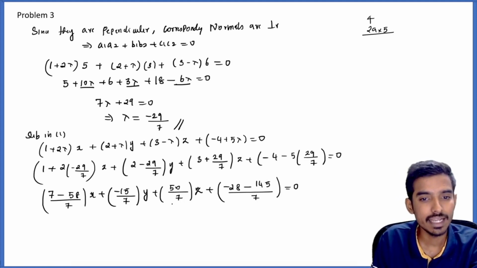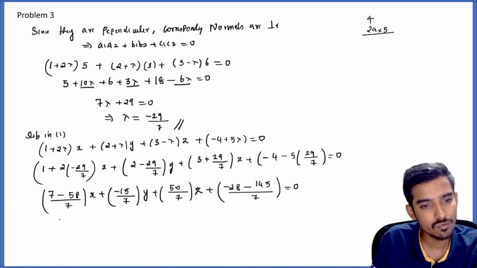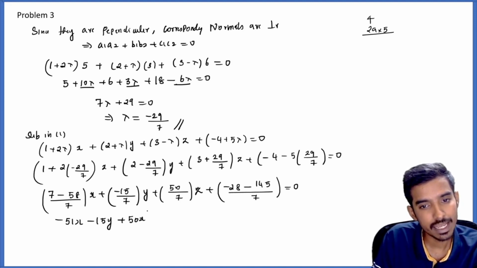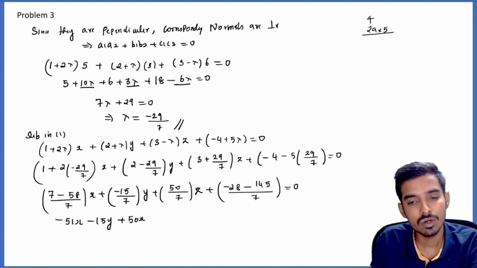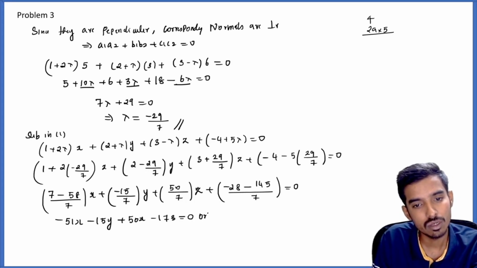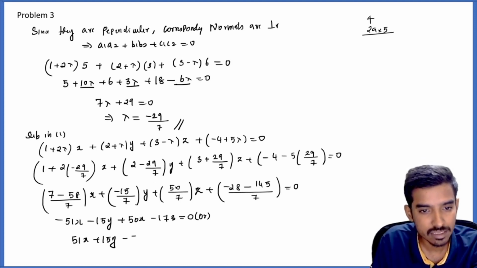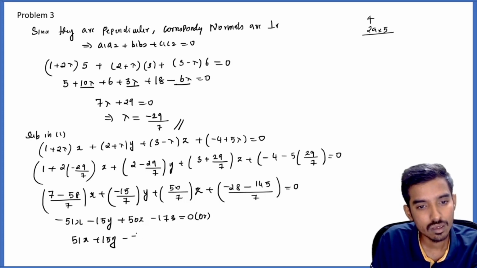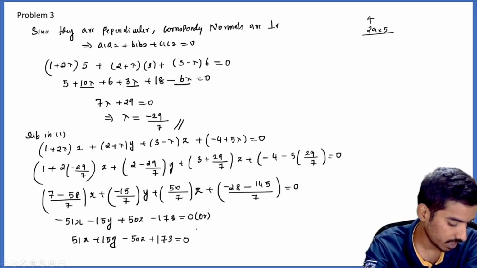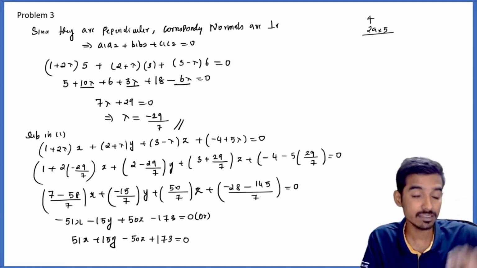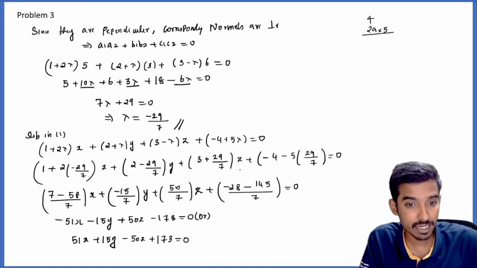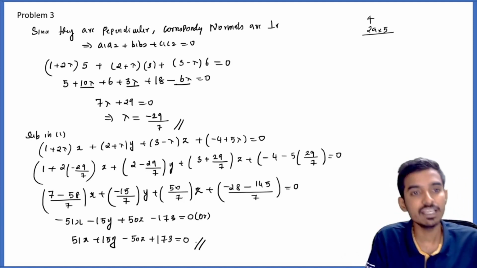So take this 7 outside, so that you have 7 minus 58 is minus 51x minus 15y plus 50z, and the constant is minus 173, is equal to 0. Or just multiply this by minus 1. So 51x plus 15y minus 50z plus 173 is equal to 0 is the required equation of the plane.